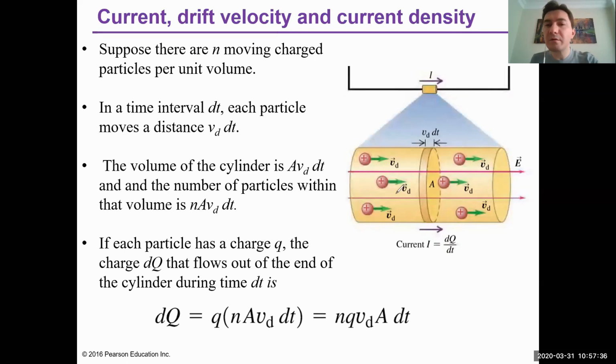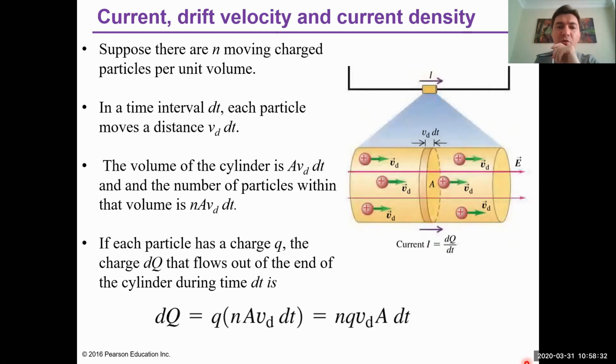Now let's try to calculate how many particles, how many charges, we have within that cylinder. The total number of the charges is given by n times the volume of this cylinder. In unit volume we have n charged particles, and this is the volume of the cylinder. If in a unit volume we have n charged particles, then within that volume of the cylinder we have n times volume charged particles. Then we have found the total charged particles within that cylinder.